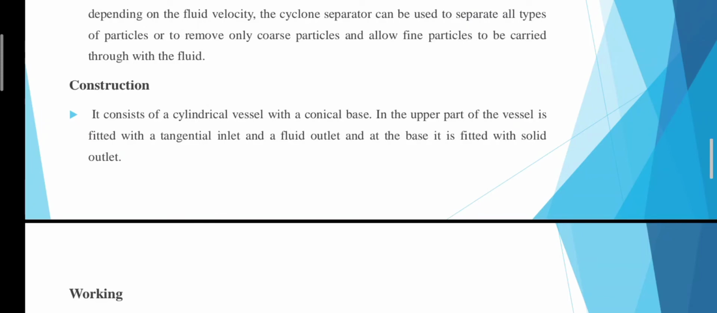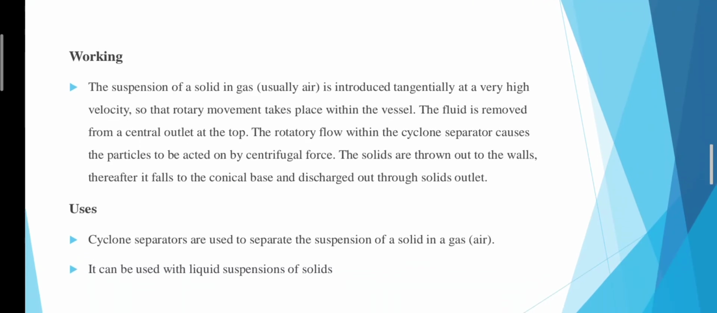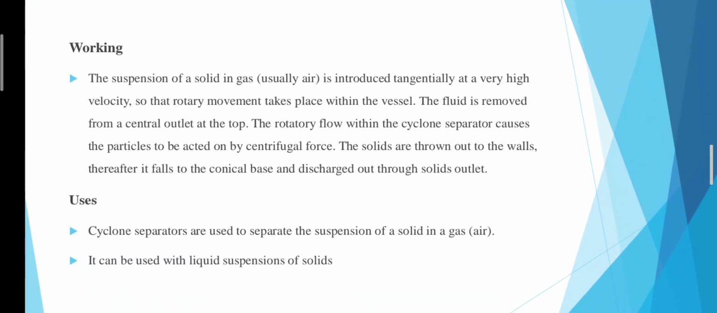In the upper part, the vessel is fitted with a tangential inlet and a fluid outlet, and the base is fitted with a solid outlet. Working: the suspension of a solid in gas, usually air, is introduced tangentially at very high velocity so that rotary movement takes place within the vessel. The fluid is removed from a central outlet at the top.